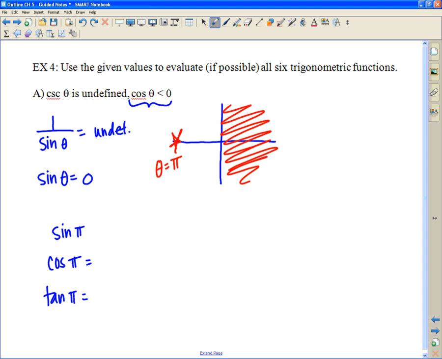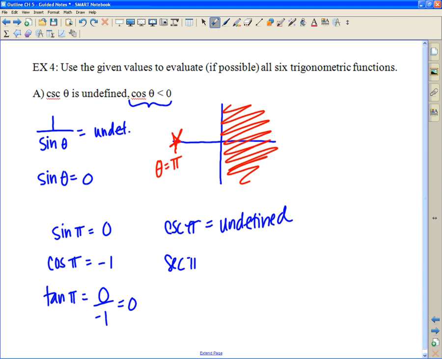The sine of pi, the y value there, is 0. We just talked about it. The cosine is -1. And the tangent would be 0. 0 divided by -1, which is 0. The cosecant of pi is equal to the reciprocal of this, so it is undefined. The cosine of pi is -1, so the secant of pi would also be -1. And finally, the cotangent of pi is the reciprocal of this one. It would be undefined.